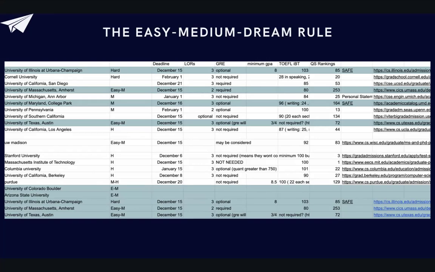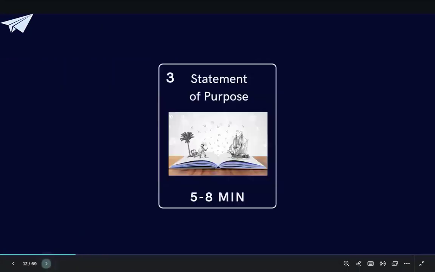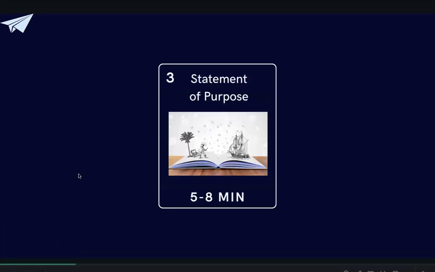You can classify the universities as easy, medium, and dream. Dream universities are generally universities that are hard to get into, but then they are your dream universities. Okay, so that is something you can do, and I suggest you start making this Excel sheet from today itself. Okay, so university shortlisting is a very important part of your application process. We now move towards the documentation part of the graduate school application.